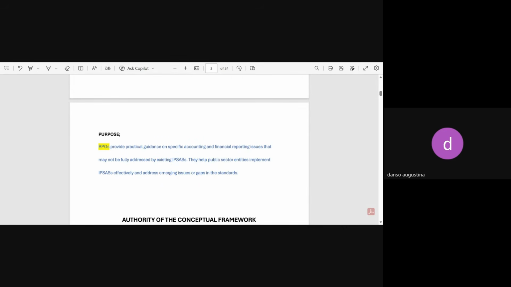I heard that the conceptual framework does not establish any authoritative requirements for financial statements or reporting of the public sector. Yes, exactly. That's what Augustina has mentioned. So the conceptual framework has no authority over the IPSAS. The IPSAS is the actual standard. The conceptual framework does not have any authority over the standard.